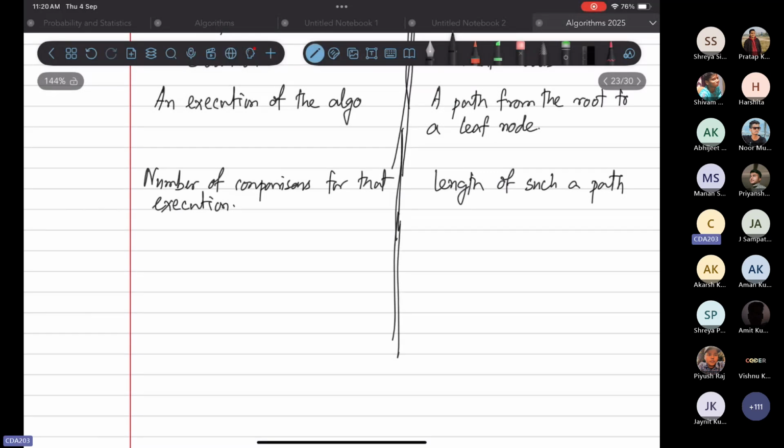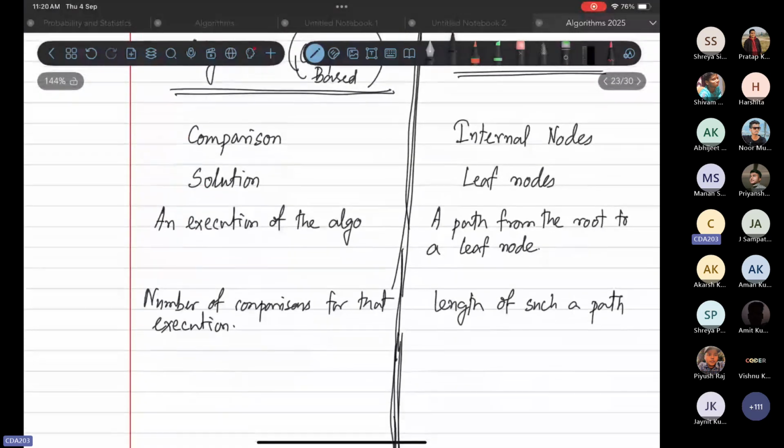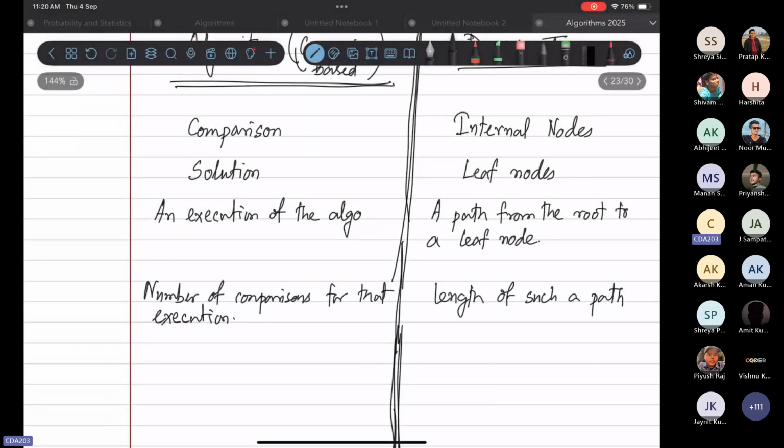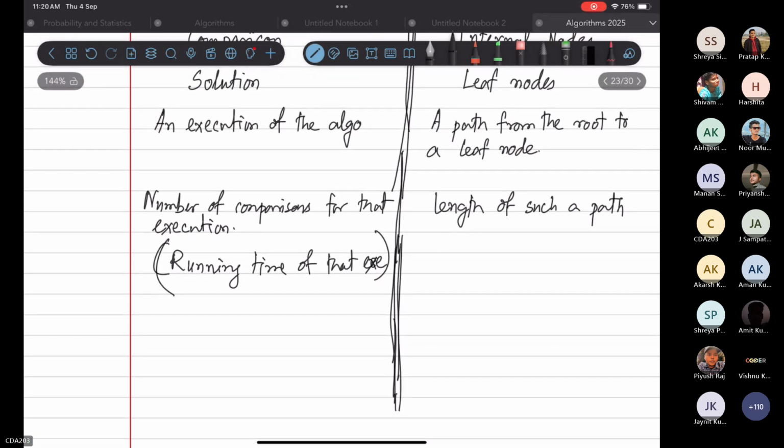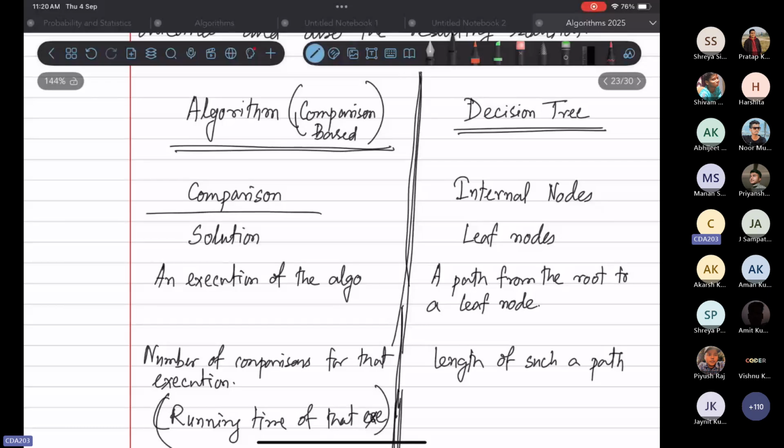Now comes the main question. So this is representing an algorithm, right? So this number of comparisons, I can think of this one as the running time of that execution, right? Now, can you tell me, so let me just put some demarcation there.